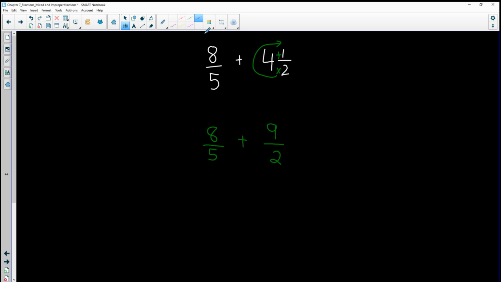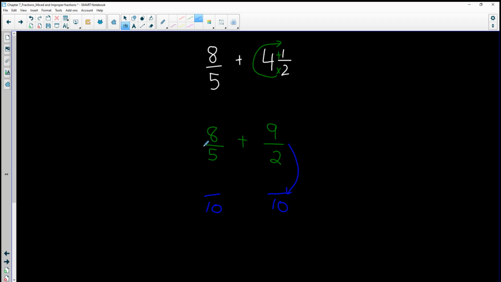Now the next step is to recognize that before we can do anything, we need to find a common denominator. Just by my skills of multiplication, I'll know that that common denominator is going to be 10.